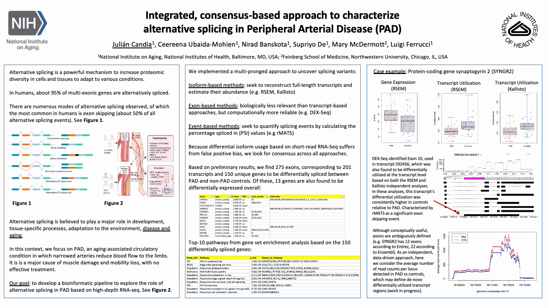Alternative splicing is believed to play a major role in development, tissue-specific processes, adaptation to the environment, disease, and aging. And in this context, we focus on PAD, an aging-associated circulatory condition in which narrowed arteries reduce blood flow to the limbs. It is a major cause of muscle damage and mobility loss with no effective treatment. So our goal is to develop a bioinformatic pipeline to explore the role of alternative splicing in PAD based on high-depth RNA-seq, as described in Figure 2.